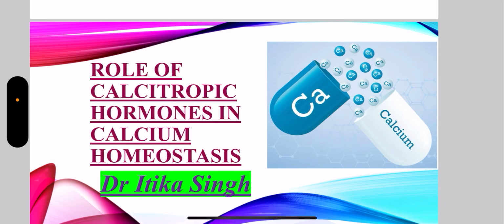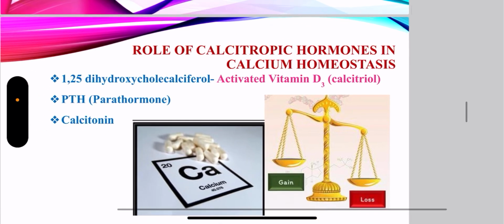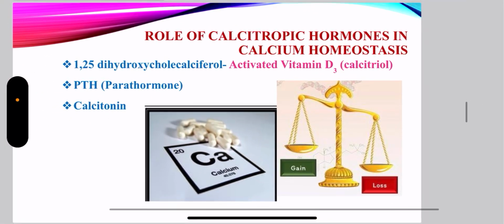Today we will discuss the role of calcitropic hormones in the maintenance of calcium homeostasis. What are calcitropic hormones? These are three hormones: 1,25-dihydroxycholecalciferol, another name is activated vitamin D3 or calcitriol; parathormone, secreted from the parathyroid gland; and calcitonin, secreted from the thyroid gland. We shall discuss the role of each calcitropic hormone in detail here.